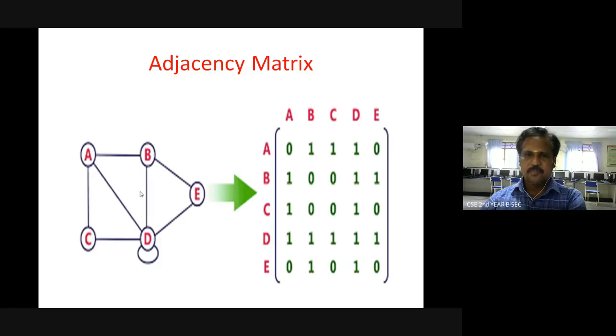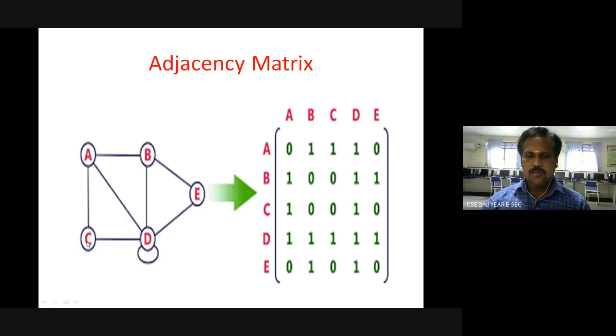So, using the adjacency matrix, there is a second way we represent the graph. The second way that is used to represent the graph is the adjacency matrix. Here is the diagram. A, B, C, D and E are the vertices.